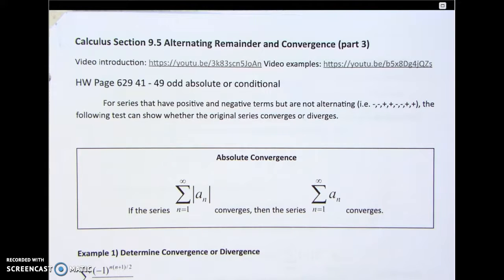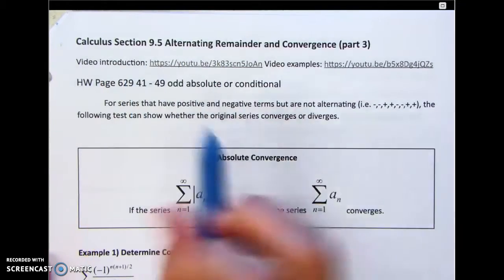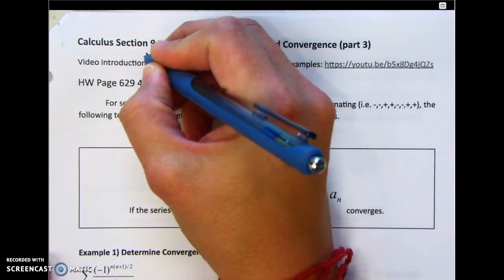All right, this is the third video where we're talking about the alternating series. We talked about if it converges, and then we talked about the sum and the partial sum and the remainder, and now we're going to talk about absolute or conditional convergence. This is an introduction.